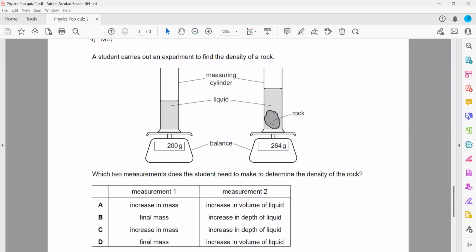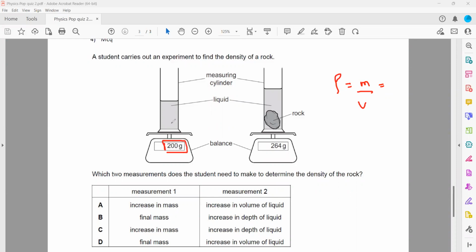In question 4, a student carries out an experiment. So a student is finding the density. Which two measurements does the student need to determine the density of a rock? If we want to determine the density, how can we find it? Density is mass divided by volume. So we need the mass of the rock.